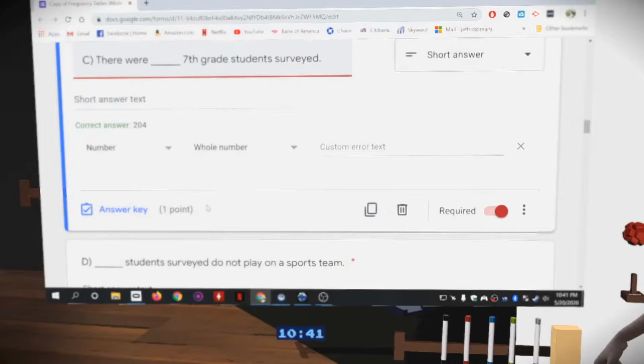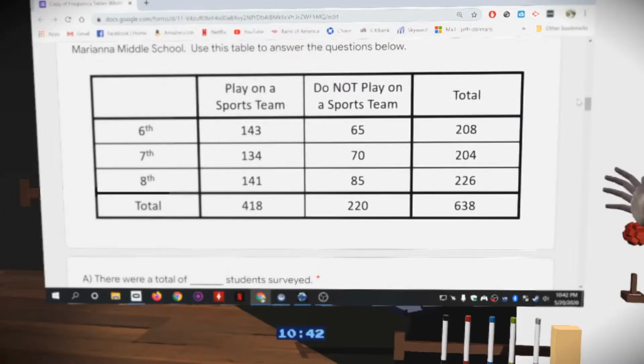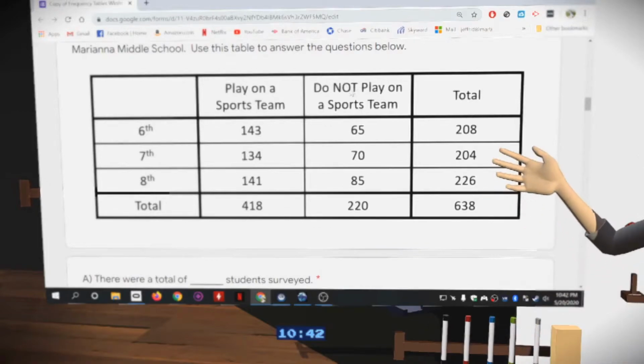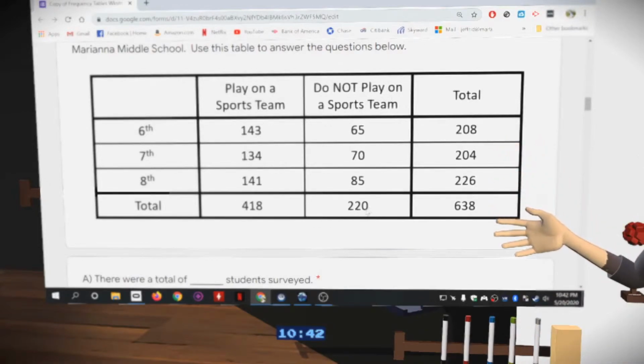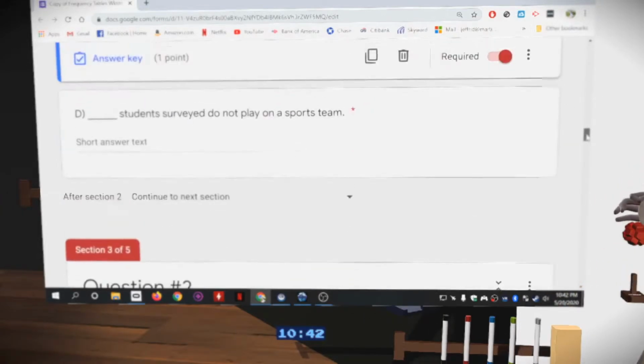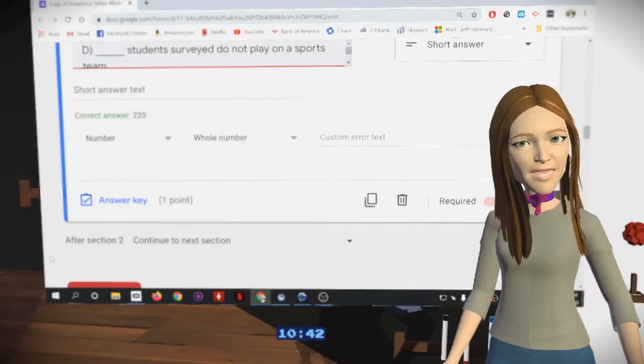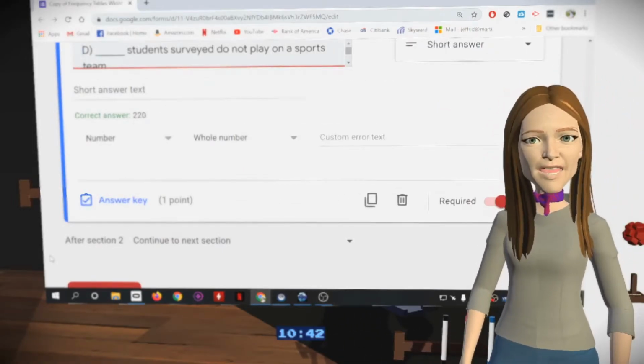All right, last one for this problem. Blank students surveyed do not play on a sports team. So again, we're looking at a certain row or column. In this case, it is the do not play on a sports team column. And down at the bottom, the total for 6th, 7th, and 8th was 220. So that answer should be 220. Hopefully that's simple enough.